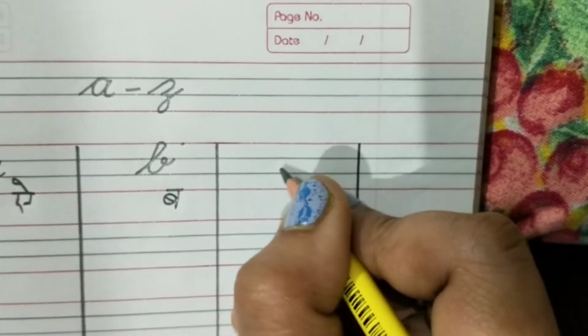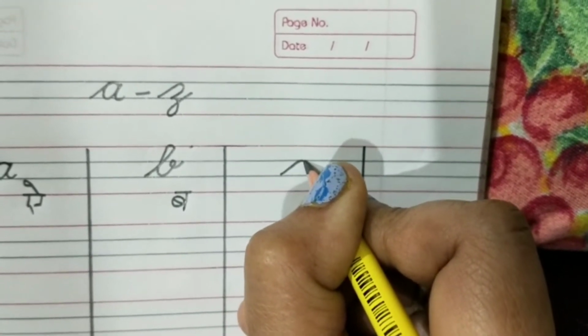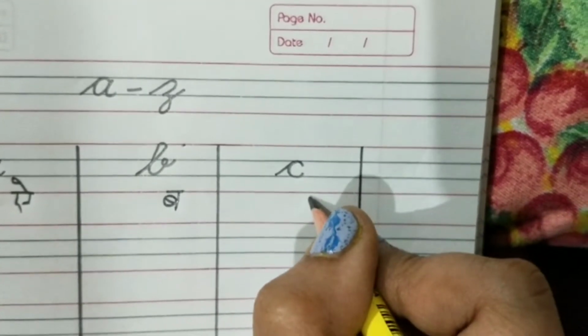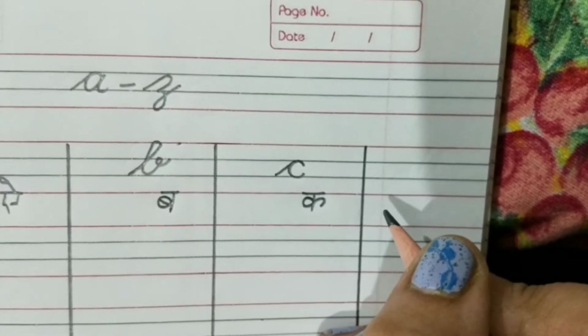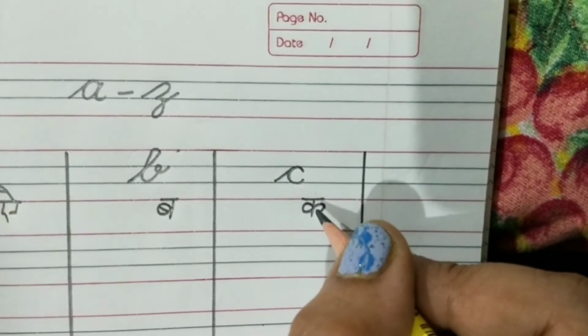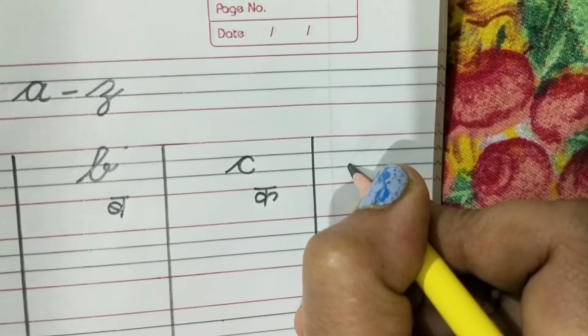C says K. Slant line, a little bit down, then turn it like this. C says K. K cap, K cup, K cow. C says K. After C, come to the next letter D.